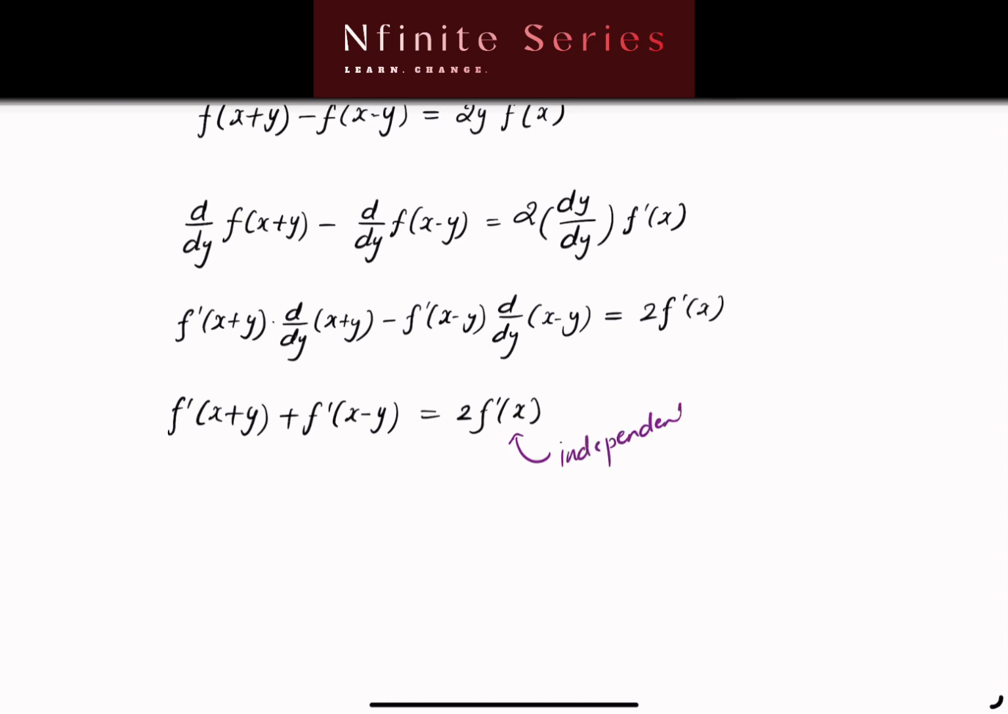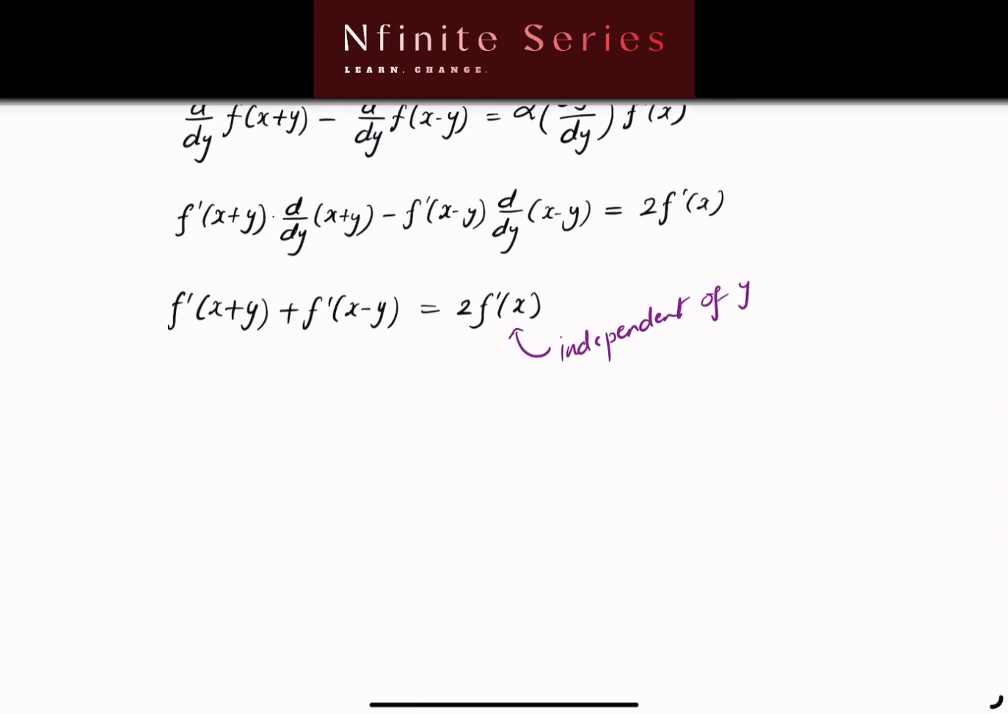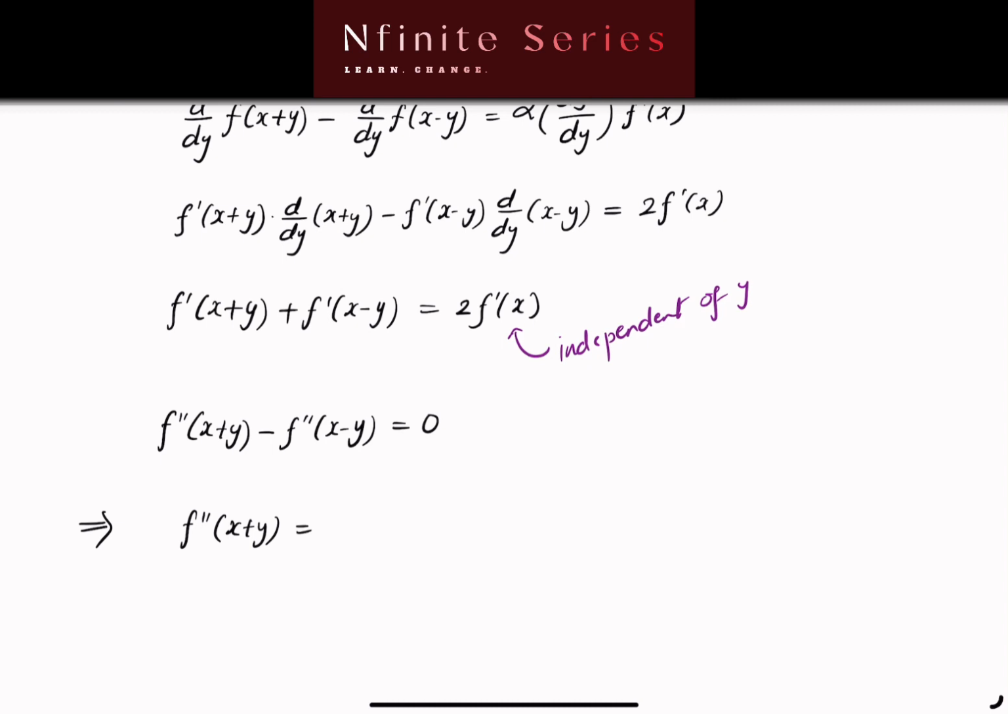Now we are going to differentiate both sides with respect to y once more, and we get the following. Using the chain rule as earlier, we get f double prime of x plus y, the plus becomes minus, then you have f double prime of x minus y is equal to 0. Very good. Now this gives the following. f double prime of x plus y is equal to f double prime of x minus y. This happens for all x not equal to y, but because of continuity, this happens for all x and y.